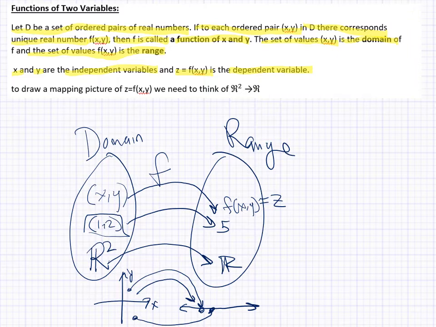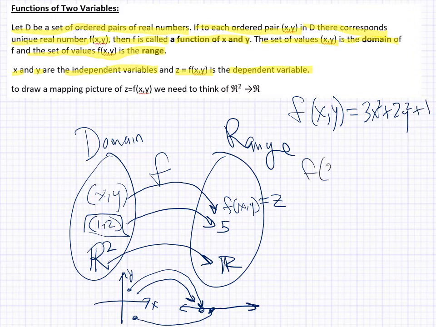To evaluate it, you just plug it in. If you think of a multivariable function, say f of x, y equals 3x squared plus 2y squared plus 1. If I was to say find f of 3, 7, that's my ordered pair I'm plugging in. That means I'm going to plug 3 in for x, 7 in for y.